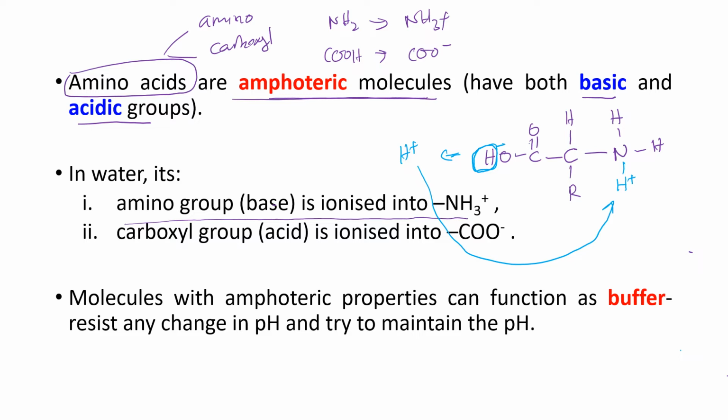So molecules with amphoteric properties can function as a pH buffer. A pH buffer resists any changes. The molecule will resist any changes in pH and try to maintain the pH of the solution.